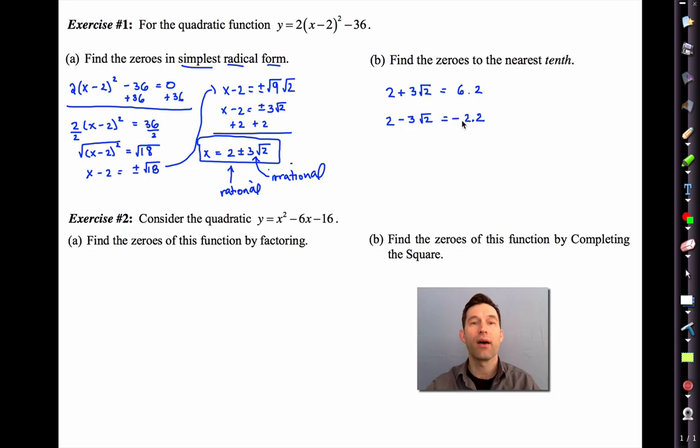I didn't break out the calculator on this one to show you how to do it because I thought that would take too much of our time, but hopefully you can get these two answers if you start with your 2 in simplest radical form. Now, that's something that we've done before already.